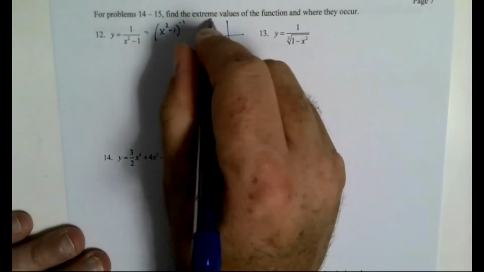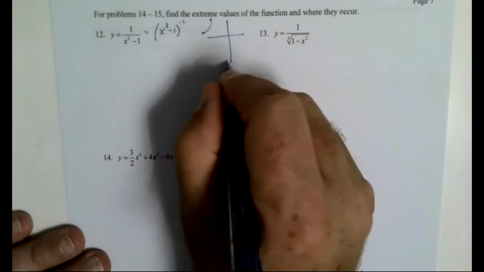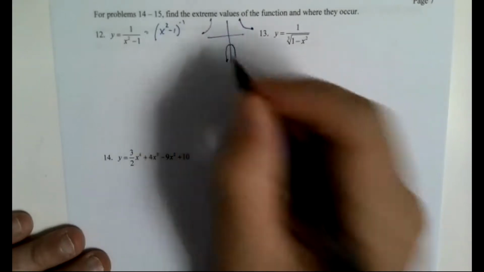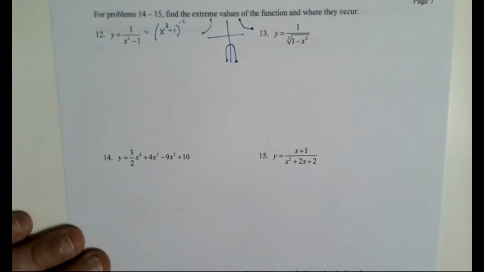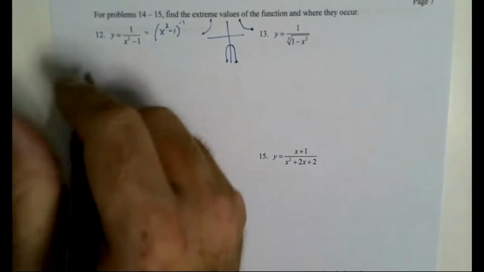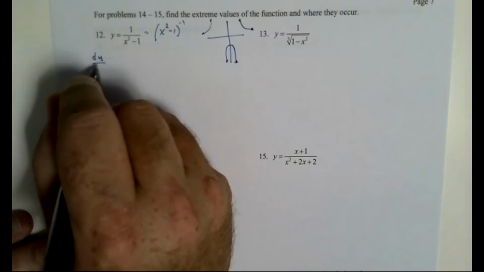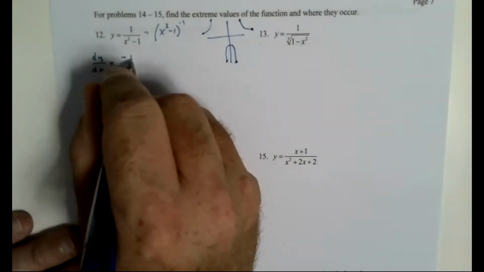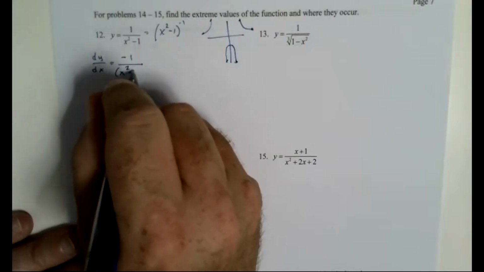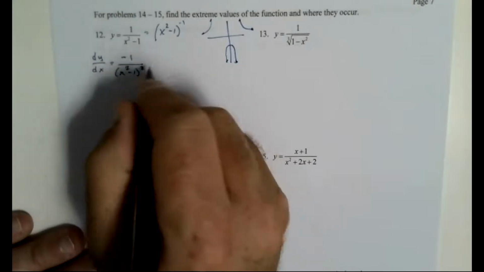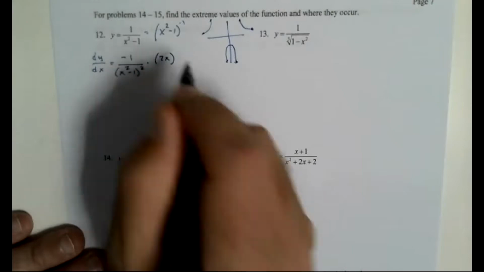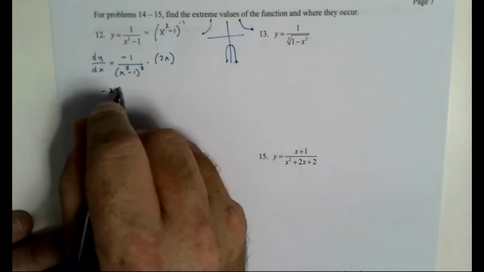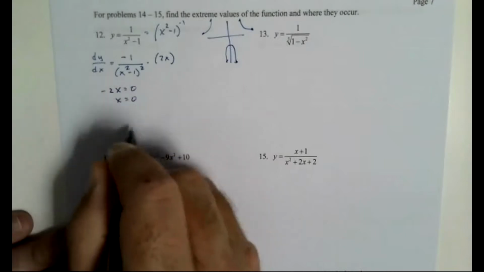Let's graph something like this, this, this. So we should end up finding just one max. We'll see. dy dx equals negative 1 over x squared minus 1 squared times 2x. Don't care about the bottom. Negative 2x equals 0, x equals 0.